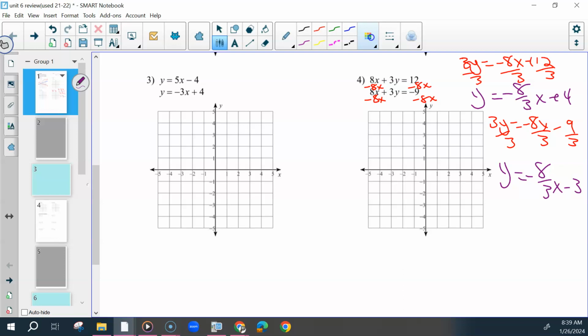Without graphing these, I can see that these have the same slope. So these are going to be parallel lines, no solution. But I still have to graph it. The first one would start at positive 4. The slope is negative, so I can go down 8 and to the right 3 and connect those 2 points.